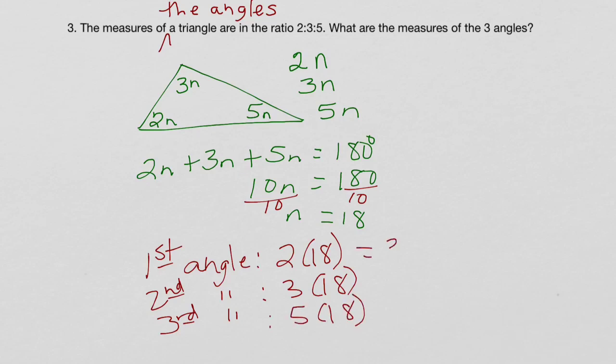So 2 times 18 is 36 degrees. 3 times 18 is 54 degrees. And 5 times 18 is 90 degrees. And the way you can check it is you can add them up, and they should add to 180. Let's see if it does. So that's 9 and 9 is 180. So it does check.